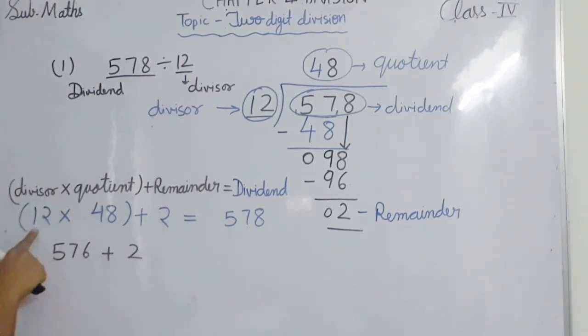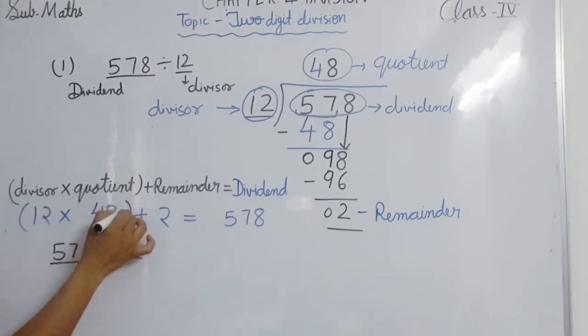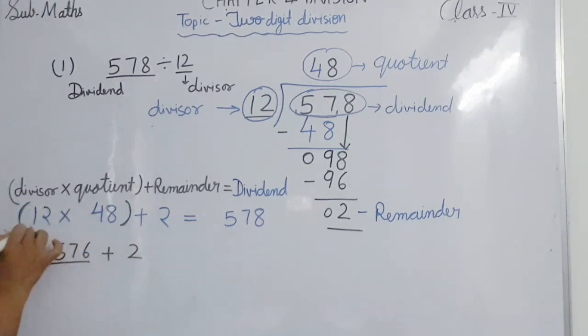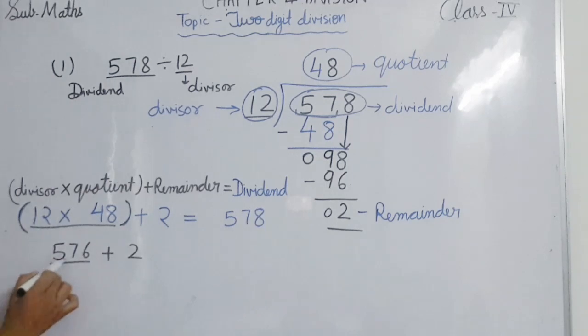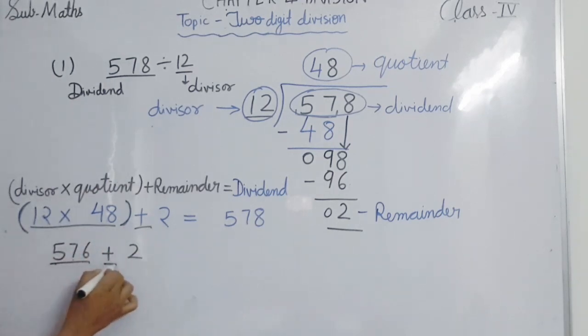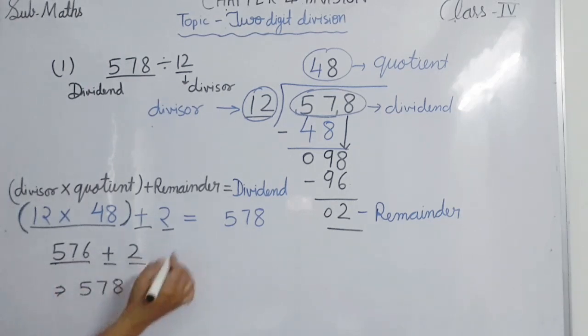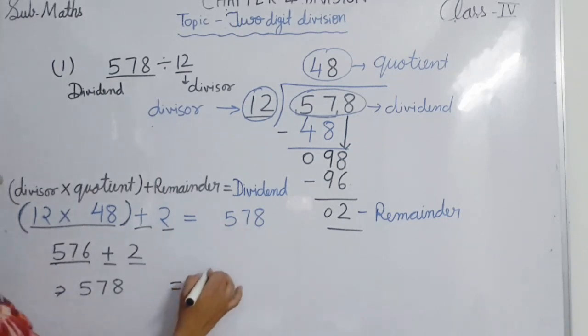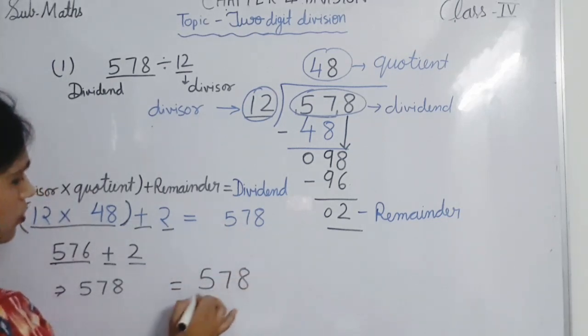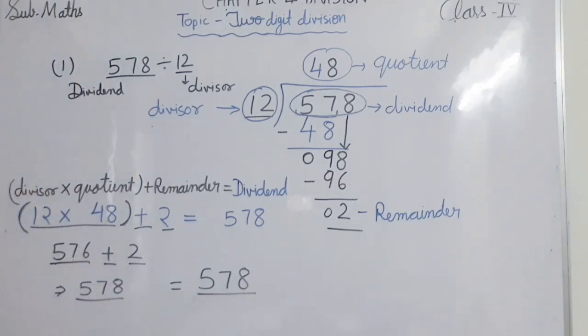If you solve this, 12 multiplied by 48, you will get 576. See, first we have to solve the bracket, I told you. So 12 multiplied by 48 gives 576, then plus 2. If you add 576 plus 2, you will get 578, the same as the dividend. So this number and this number are equal. It means our answer is correct.